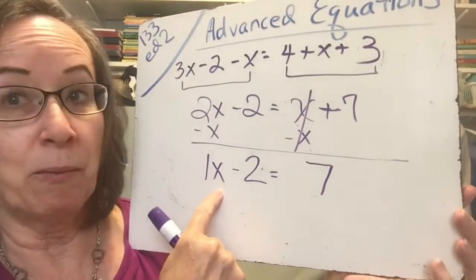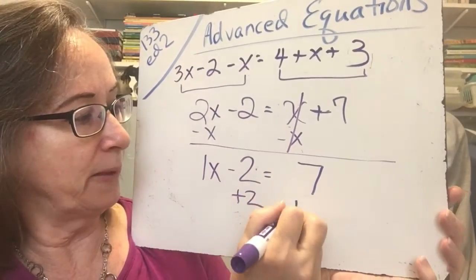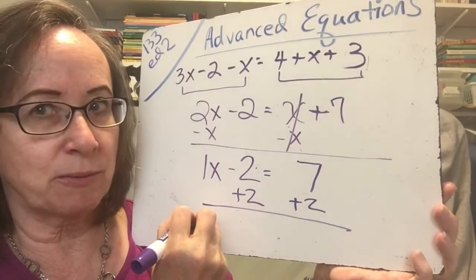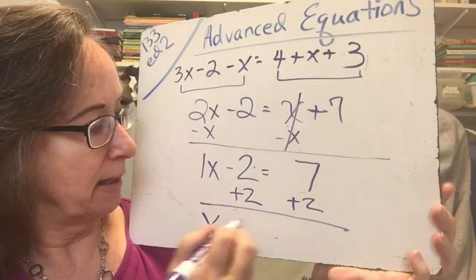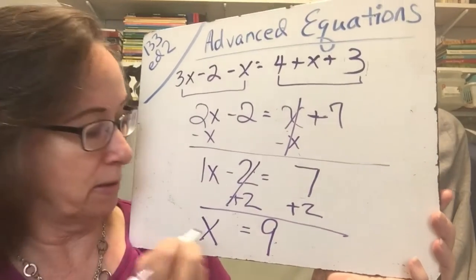Now I want to get my 1x by itself. So I will add 2 and add 2, and I get 1x, which is the same as x. This cancels, equals 9. x equals 9.